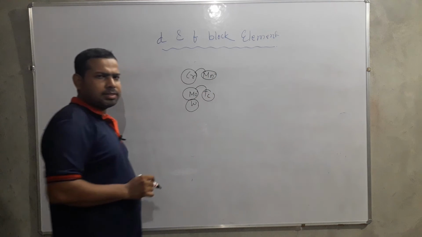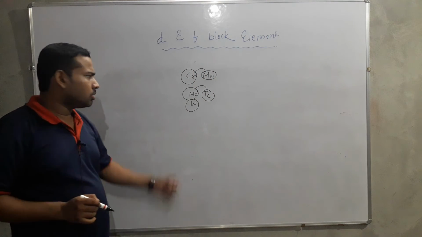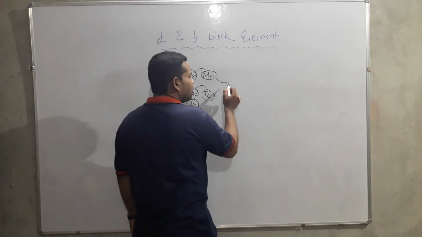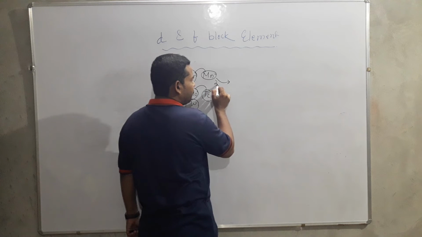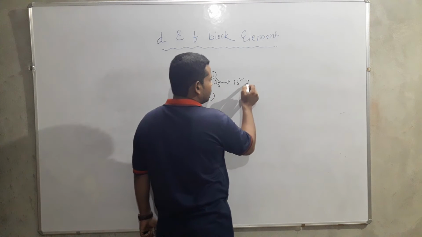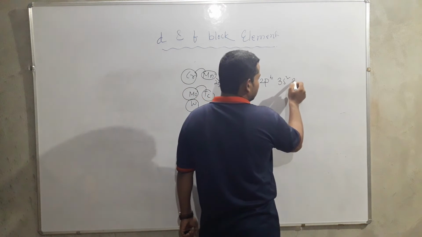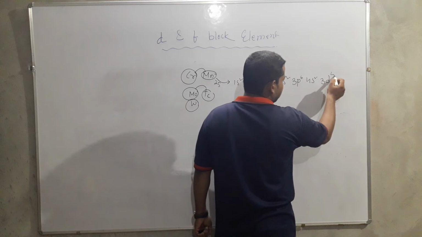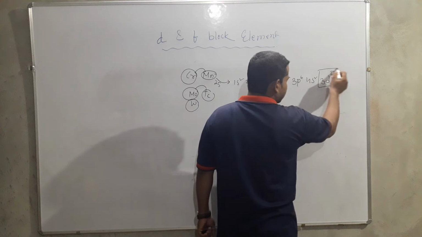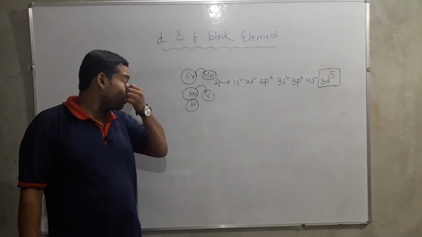Why? This element also contains a huge number of unpaired electrons. So what happens if you draw its configuration? Mn 25, 1s2, 2s2, 2p6, 3s2, 3p6, 4s2, 3d5. This 3d5 configuration is a stable configuration. Clear people? This 3d5 configuration is a stable configuration.